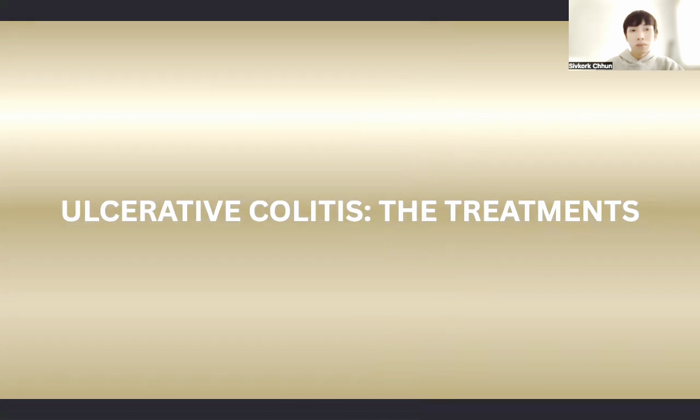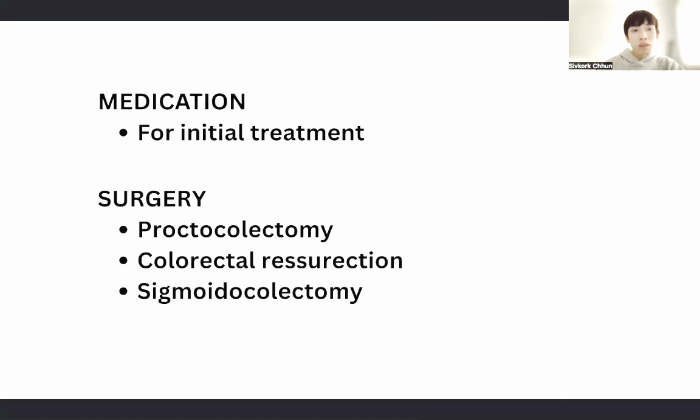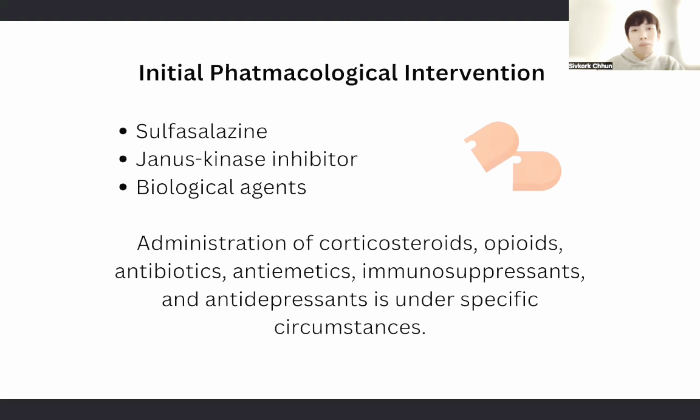So what are the treatments? The treatments for ulcerative colitis include medication for initial treatment, and surgery. The surgery includes proctocolectomy, colorectal resection, and sigmoid colectomy. So I will discuss specific medication and one surgery in this presentation. The medications here are sulfasalazine, if I pronounce it incorrectly, Janus kinase inhibitors, and biological agents. Those are initial medications to treat ulcerative colitis.